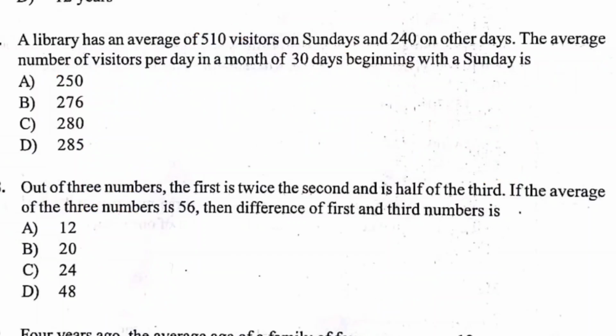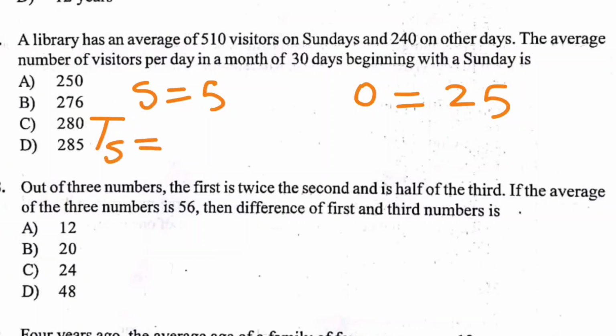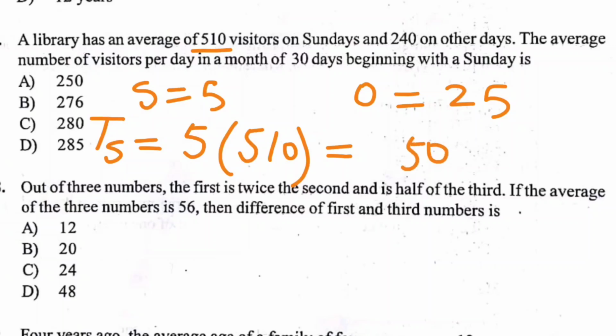Let me rub this now. So total Sundays is equal to 5 and other days, let's denote it by O, which is equal to 25. Now let us see the total number of visitors on Sundays. That will be equal to the number of Sundays times the average of the people who visited, that is equal to 510. So 5 zeros are 0, 5 ones are 5, 5 5s are 25. So 2550 are the visitors on total Sundays.